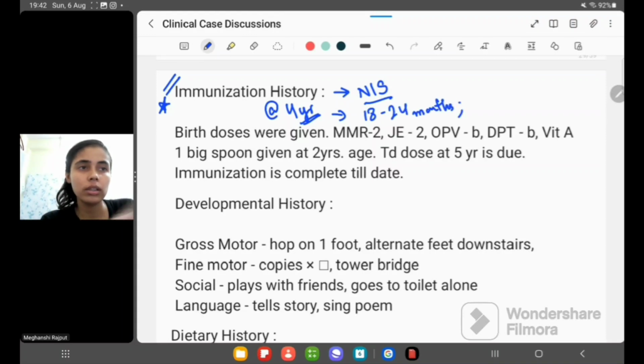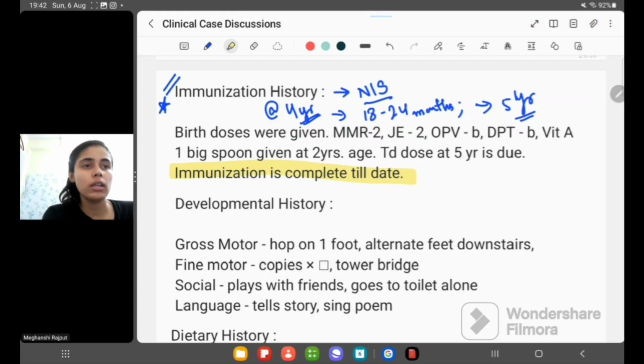And other than that, at the 5th year, at 5 years of age, one booster is given, so that would be due. So I just asked, is it due, or is it something you have to plan for? So that is due. Until now the immunization is complete till date. Okay, I won't say the child is fully immunized, but the immunization is complete till date, right?